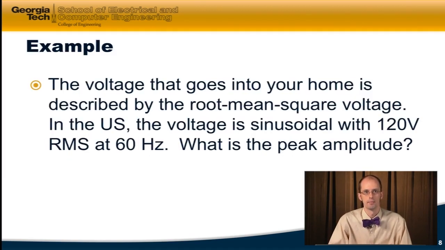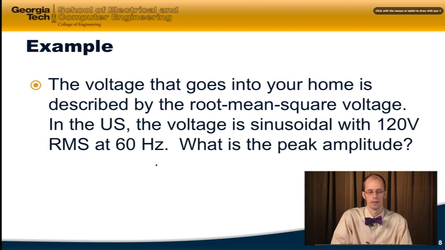Let's see how to use this. As an example, consider the voltage that goes into your home. Now this varies from country to country, but in the United States, the voltage specified is 120 volts at 60 hertz. However, this is 120 volts RMS. So that's not the peak amplitude. So suppose we want to calculate the peak amplitude. How would we do that?